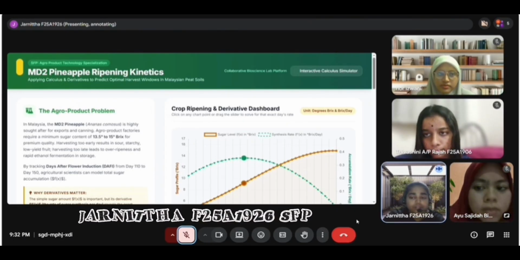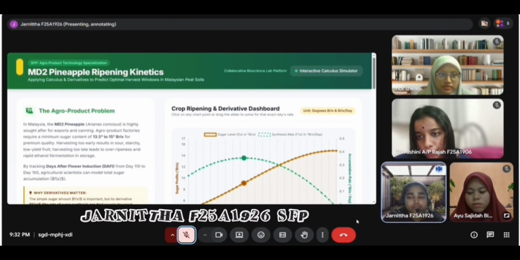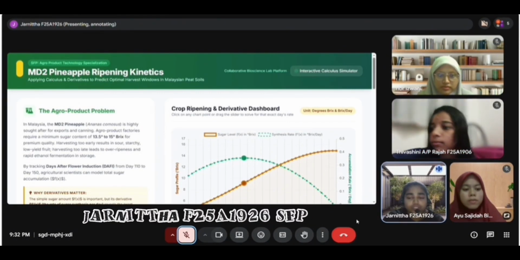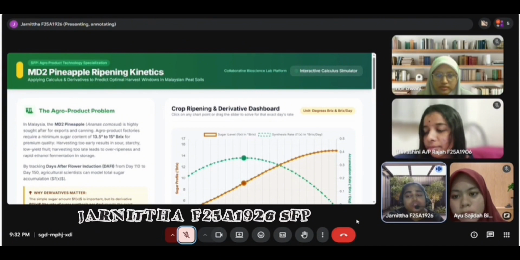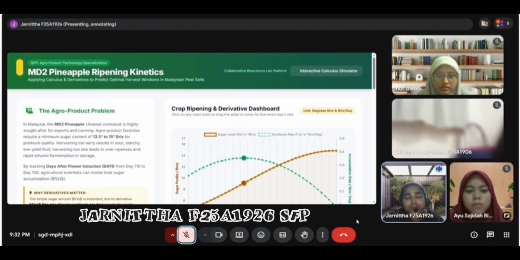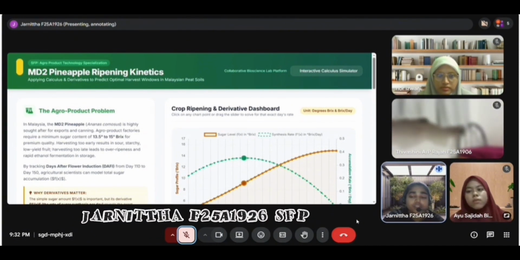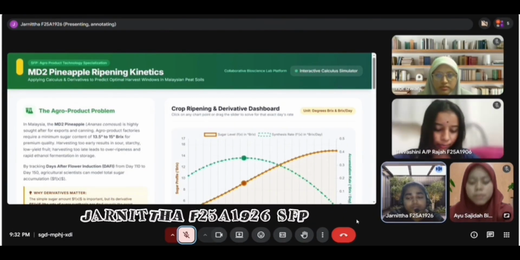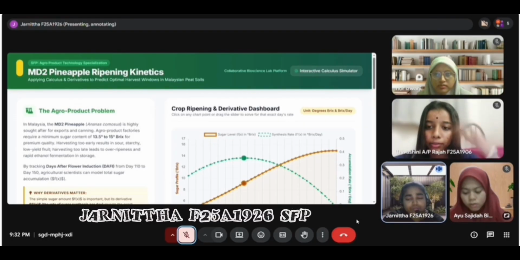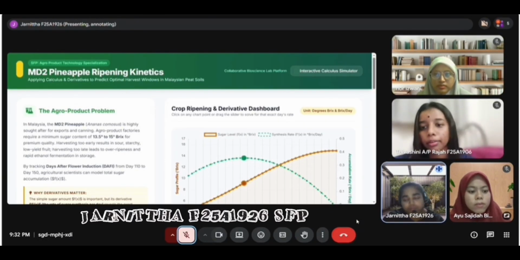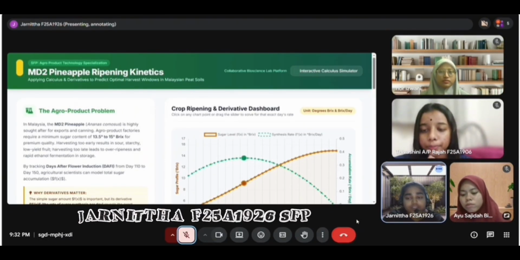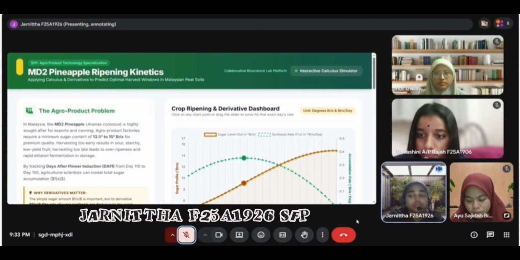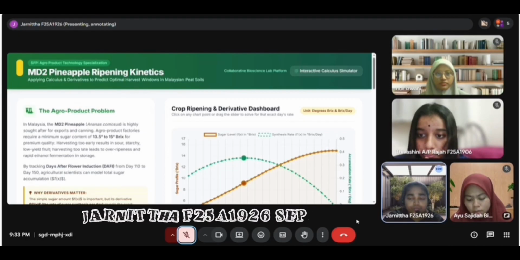This bioscience problem is important because it directly affects agriculture productivity and food quality. By understanding the sugar accumulation process, farmers can make better harvesting decisions, factories can improve product quality, food waste can be reduced, and export quality can be improved. Besides that, this project also shows how mathematics can be applied in real bioscience and agro product technology.